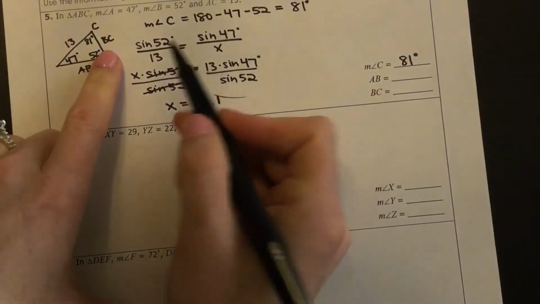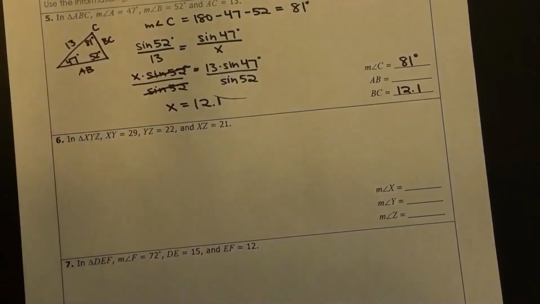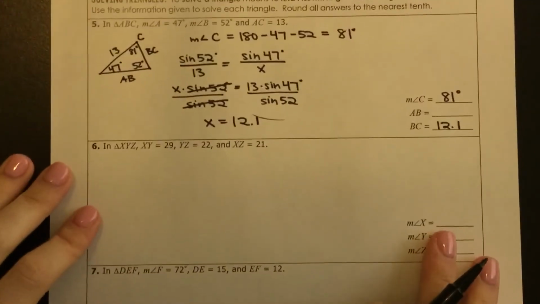Okay, so this side right here is actually BC, so that is 12.1. And then we have one more side to solve for. So this, you cannot do the Pythagorean theorem. This is not a right triangle. You cannot do the Pythagorean theorem. It would be much quicker, but unfortunately we cannot.